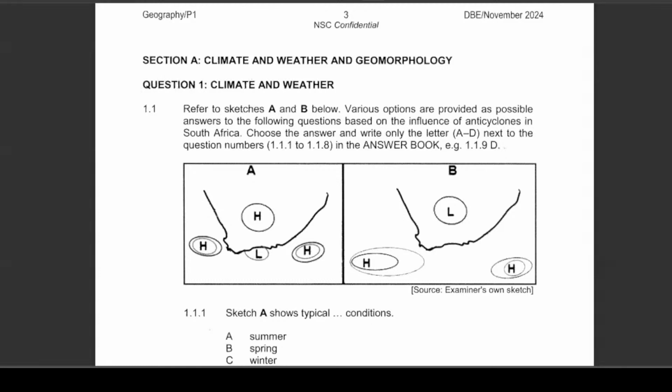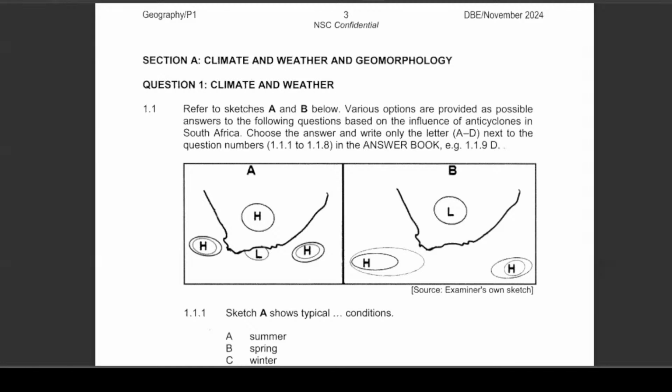Right. So I will briefly discuss the anticyclones so that when we are answering the questions, we would have given you the relevant content that will assist you in answering those questions. I will start by figuring out the anticyclonic conditions. The question is talking about anticyclonic conditions.